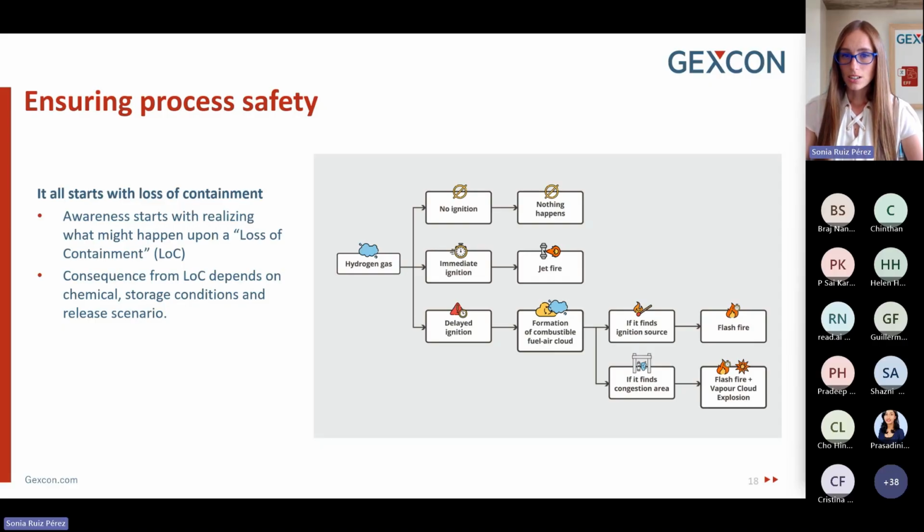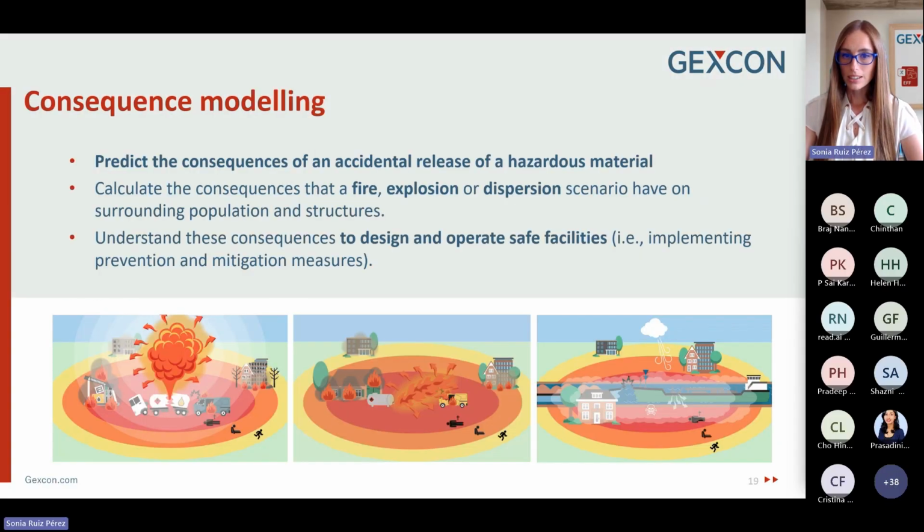These factors are foundational in analyzing risks and planning appropriate safety measures. Consequence modeling is key to predicting the outcomes of accidental releases, guiding the design of safer facilities. So by simulating potential incidents, we can design safety measures to prevent accidents, or if they occur, to limit their impact. And this proactive approach helps us avoid worst case outcomes through informed planning.